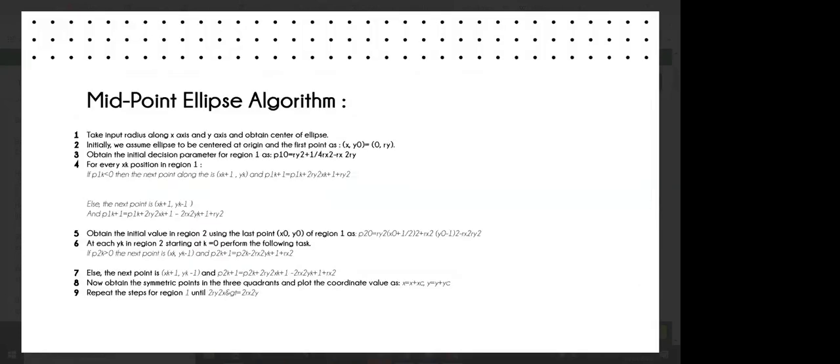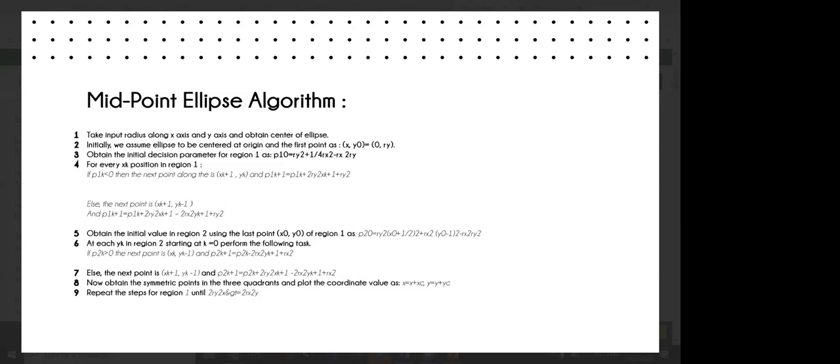And then obtaining the initial decision parameter for region 1 as P1_0, I mean 1, 0, it's not a 10, equals ry^2 plus 1. This is going to be a formula for you guys. I'm giving a little tip for the exam: you will be asked questions about these formulas. So it's better for you to memorize them or write them down for future notes.